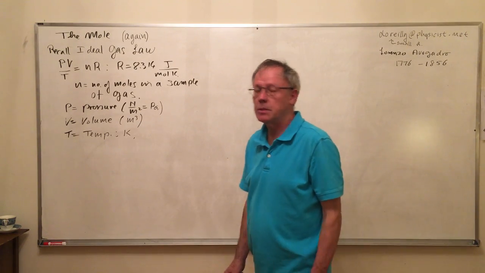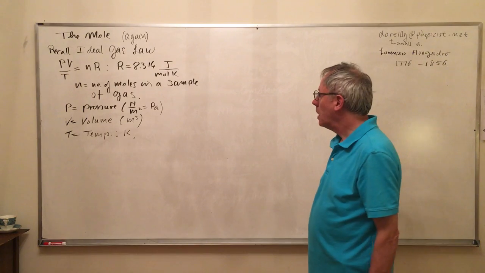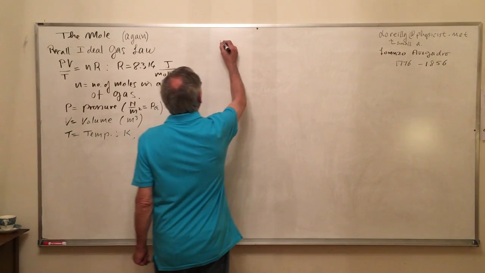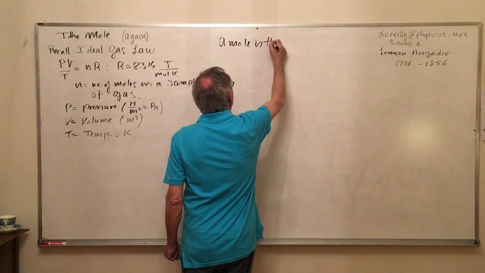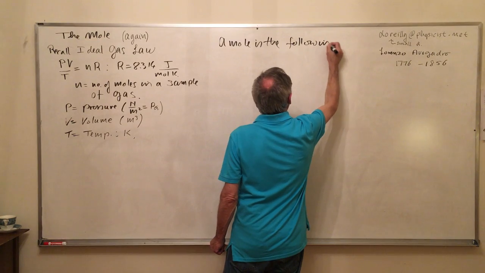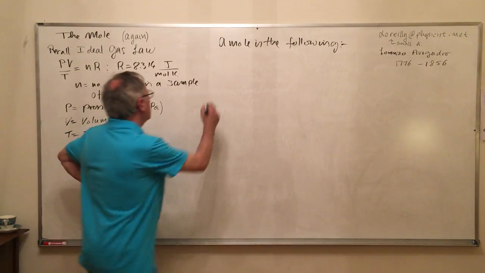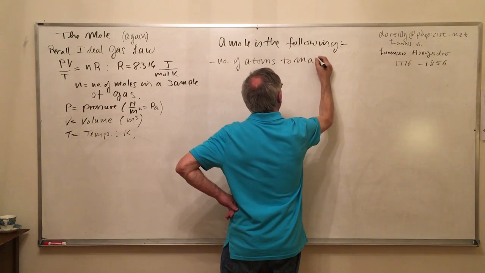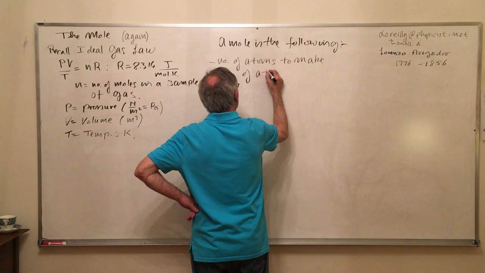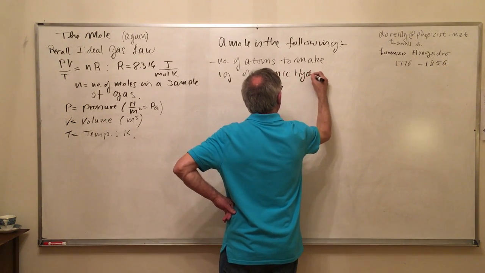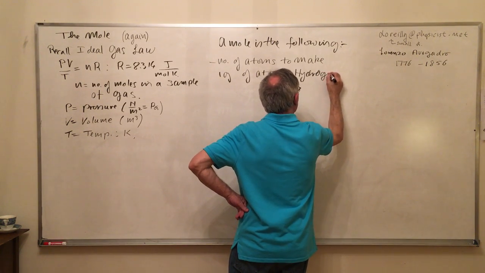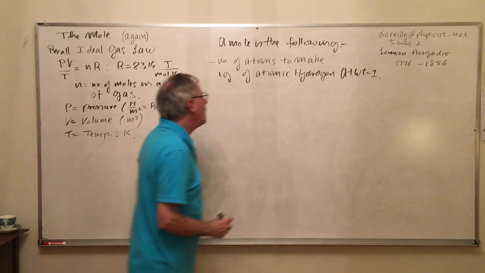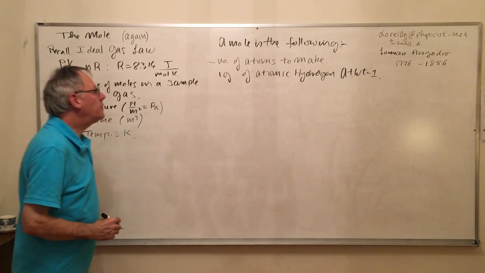By the way, I'm going to generalize all of these units at some point. Okay, so this is only a very short presentation. n is the number of moles. So what is a mole? A mole is the following. The number of atoms to make 1 gram of atomic hydrogen, atomic weight 1.